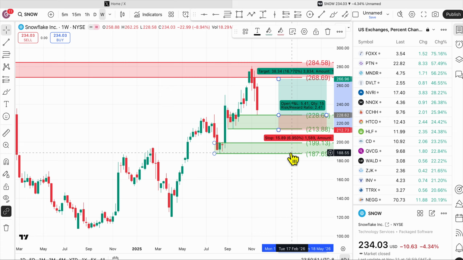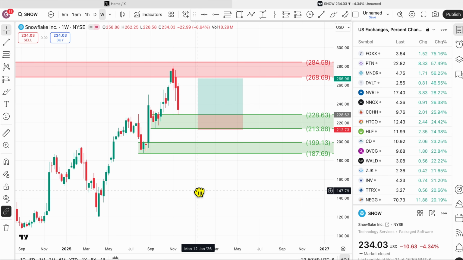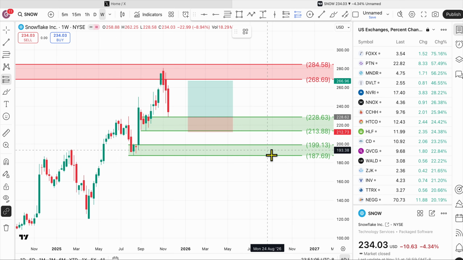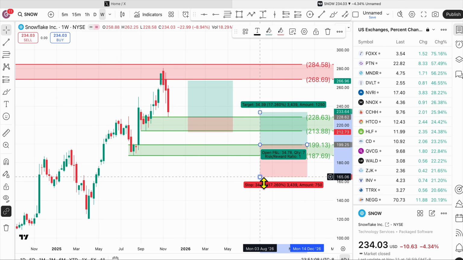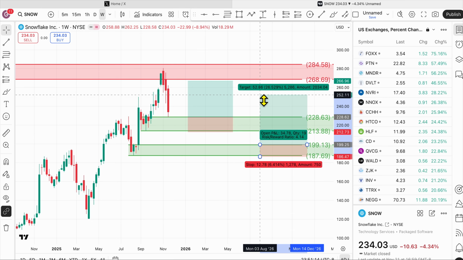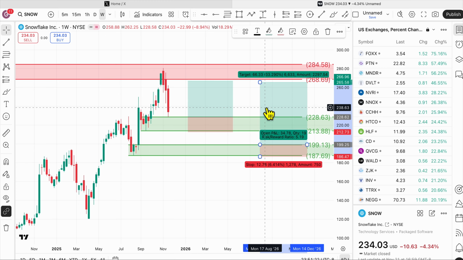So in other words, for every $100 worth of risk you would take, you'd have $241 of reward potential. All right, now if you wanted to go for the more conservative entry in the lower support level, you place a buy limit order at 199.13, drag your protective stop just below that level, target in the same place. This one's going to have a much greater reward to risk. So this trade setup has a 5.19 to 1 reward to risk ratio, okay?